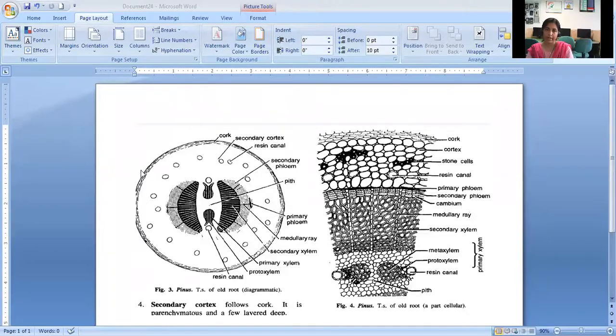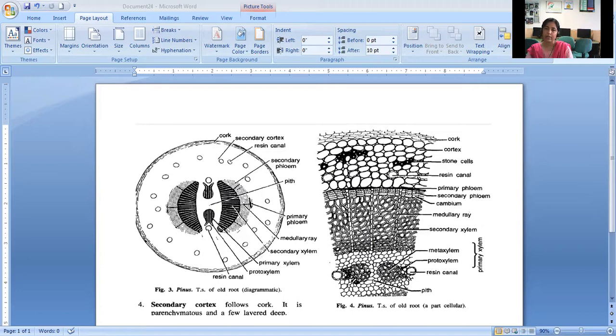So here on the screen you can see this cork is circular, and here the secondary cortex is present. Resin canals, you can see the resin canals, followed by the primary phloem and secondary xylem, primary xylem, and protoxylem, and essentially the resin cells.